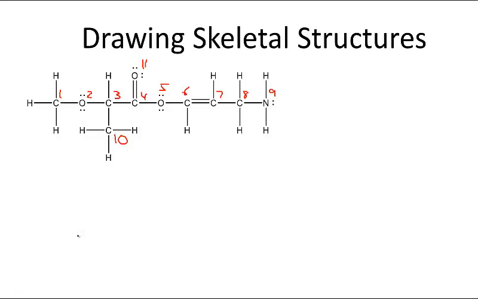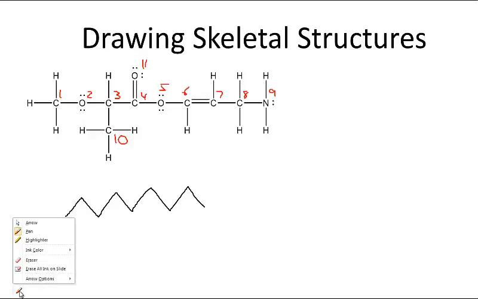So the way I would start would be probably to write 1, 2, 3, 4, 5, 6, 7, 8, 9. That is going to be my main core of the molecule. Now I notice atom 2 is an oxygen. So to make space for that oxygen, I'm going to need to erase this vertex here.